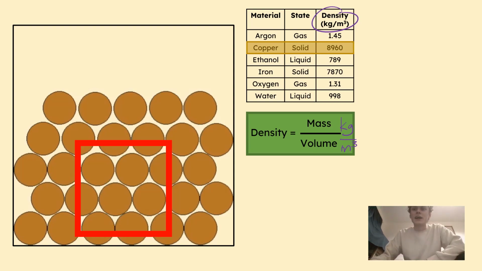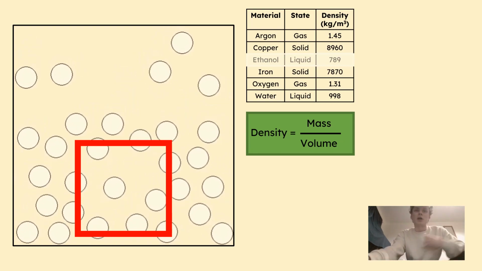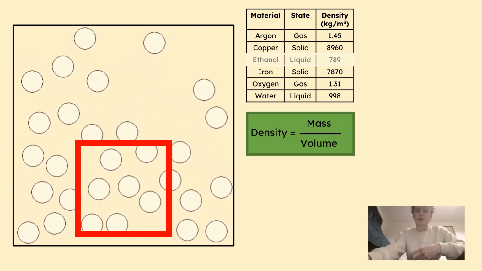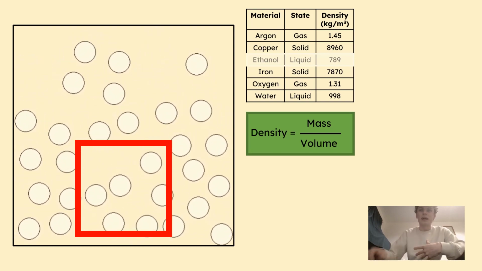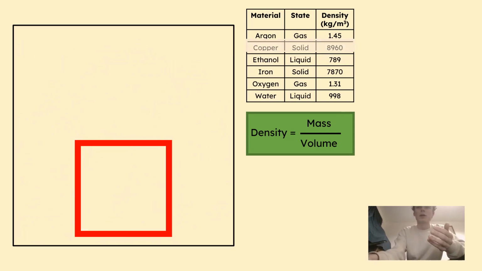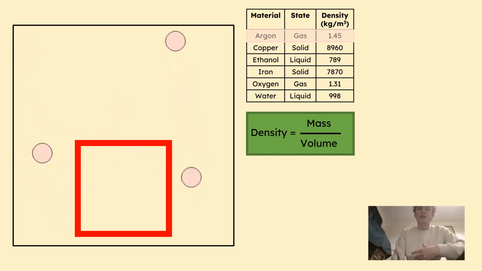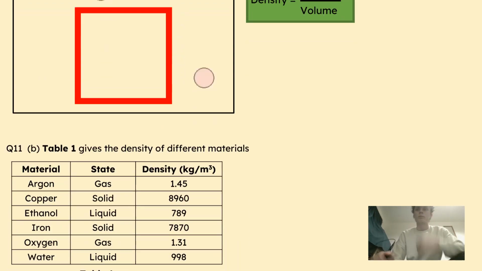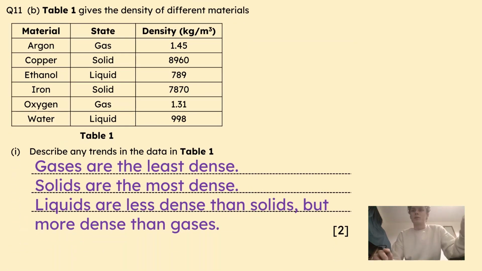You can see that copper atoms are really close together, so you can fit a lot of them into a small space. Ethanol isn't as heavy as copper, and it's also a liquid at room temperature, so the atoms are further apart, so there's less mass in the same volume, so density has to be low. And then finally, argon is a gas. The particles are so far apart, the density is tiny, because the mass is so small in that volume. Boom. All of this makes sense now. Let's move on.